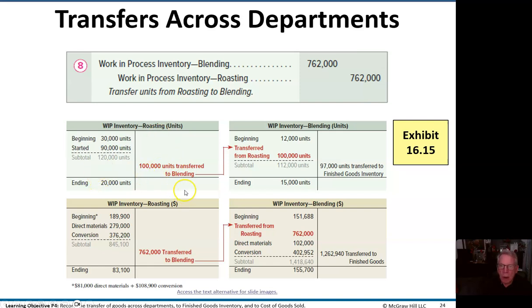So now, if we look at the T accounts here a little bit, here we started with 30,000, or beginning with 30,000, we started 90,000. So that was a subtotal of 120,000. 100,000 units were transferred to blending out of the roasting department and into the blending department. And we started with beginning inventory here. We added the 100,000, but we moved 97,000 units to finished goods inventory, leaving 15,000 units in ending inventory.